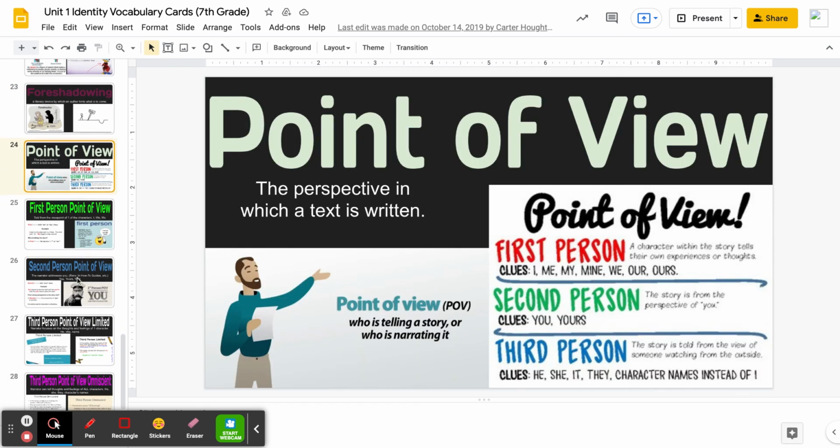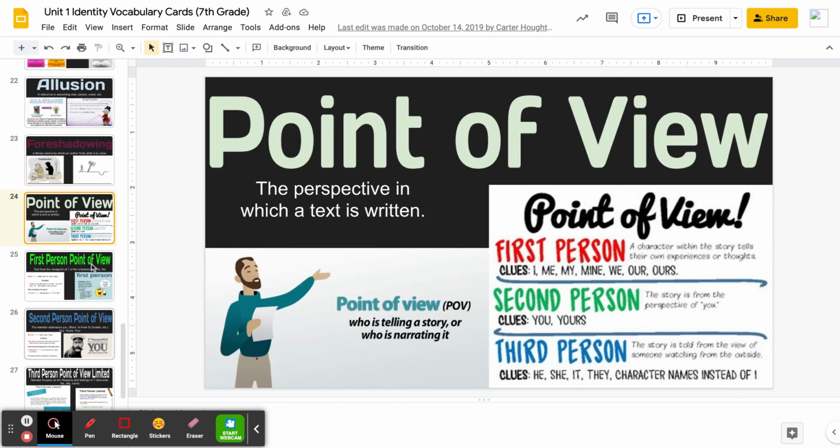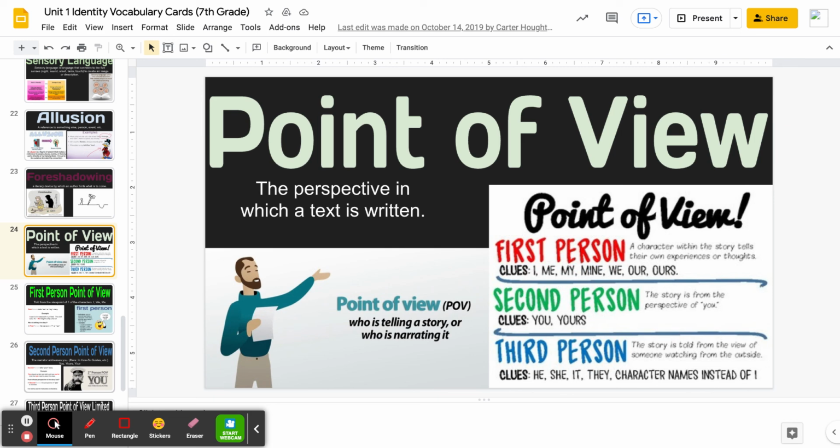And our last word, I believe, yep, I think this is the last one, is point of view. This is a perspective, the perspective from which a text is written. It has to do with who is telling the story and who is narrating it. There are many different types of point of view. There's first person, which uses words like I, me, my, mine, we, our, or ours.